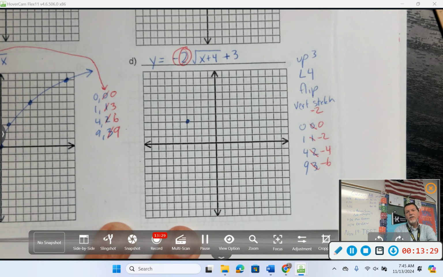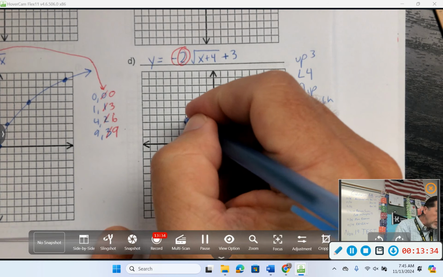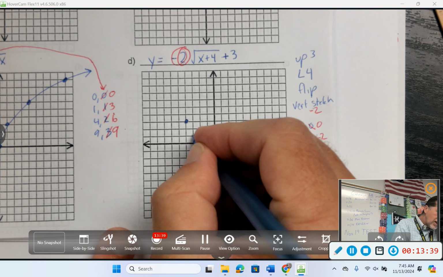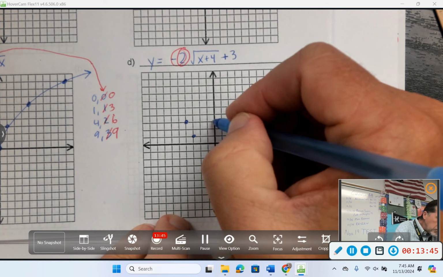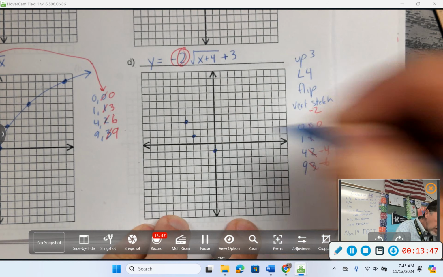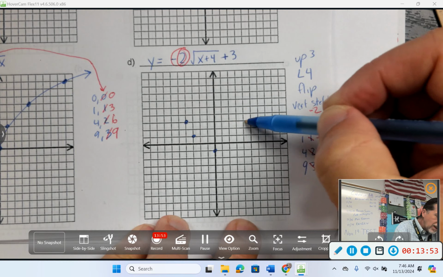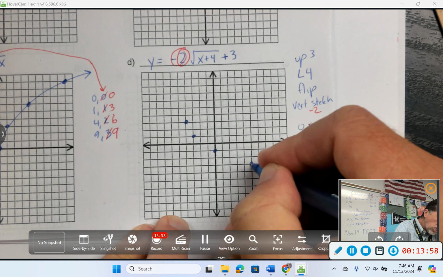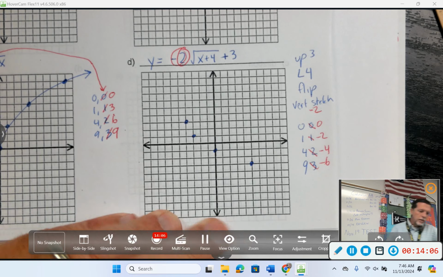Yeah, it is going to look funky because we got weird things going on. Be careful, 0, 0 now. Remember, that's from the new starting point. 1, negative 2. From the new starting point, not from the origin. 4, negative 4. From the new starting point. 9, negative 6. Okay, and I think I can see the general shape of a square root there that's been flipped and stretched.